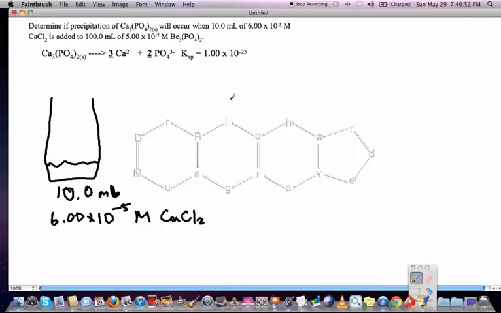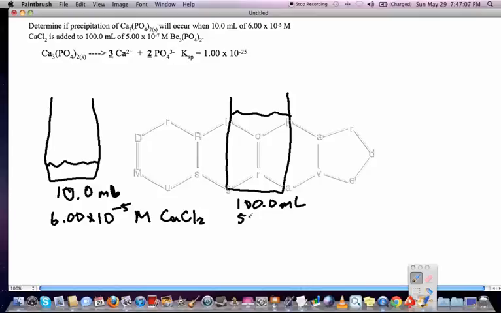And in another container we've got 100.0 mils of 5.00 times 10 to the negative 7 molar Be3(PO4)2.